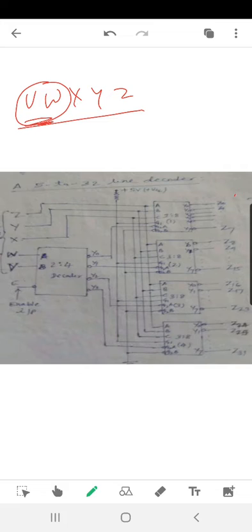The function table of this decoder is very long and it will not come on our board for sure, and it is also not given in your notes, so there is no need to design our function table.